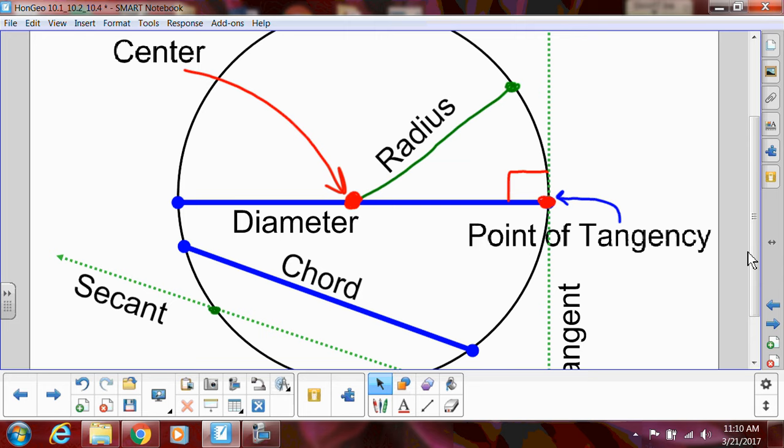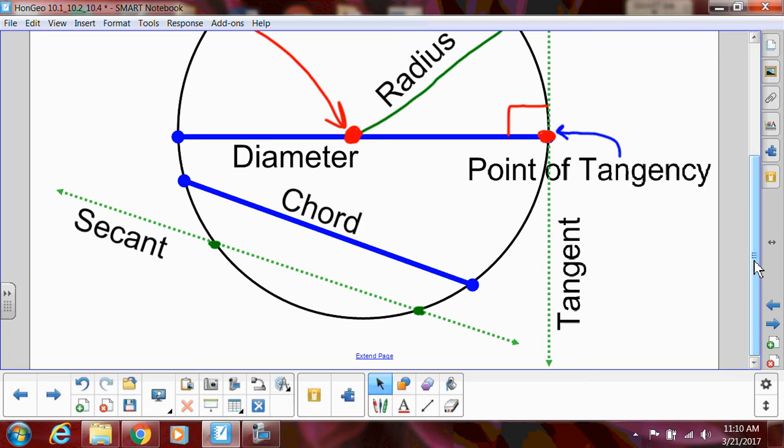All right, so then we also have these new words. Secant. A secant is a line. So the difference between a chord and a secant is that a chord is a segment, and the segment stops there. A secant keeps on going past the circle. So a secant's a line, a chord is a segment. Tangent. The tangent is a line, and it only touches the circle once. So it's like skimming the surface of the circle. And where it touches the circle, that's called the point of tangency.